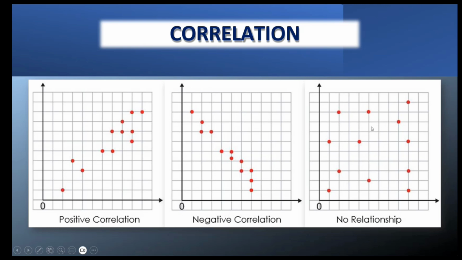On the third illustration, we do have here no relationship. For no relationship, it means that whatever happens to one of the variables, we cannot tell what will happen to the other variable, whether it will increase or decrease, because again, there's no relationship.